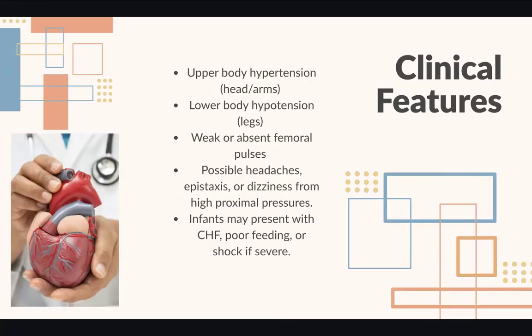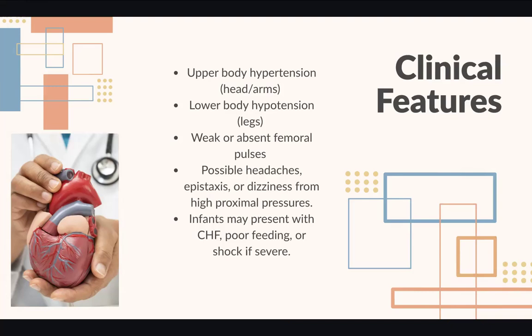So, clinically, the hallmark symptom or sign is going to be that blood pressure gradient where you have hypertension in the arms and hypotension in the legs. You'll also see very weak and or absent femoral pulses. Or, if they're big enough, you can do popliteal and pedal. But normally we're checking femoral.